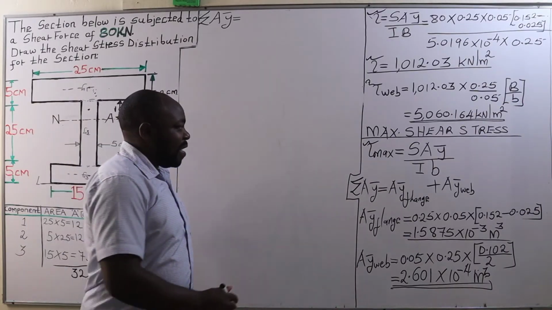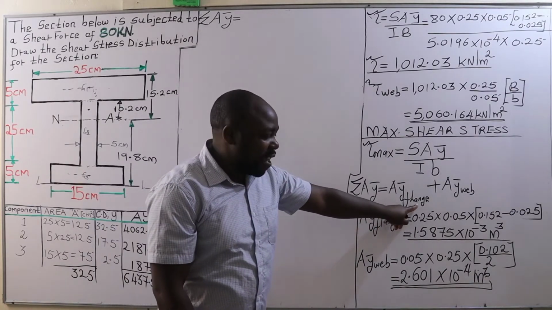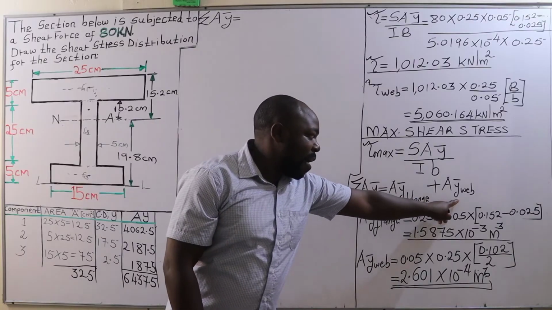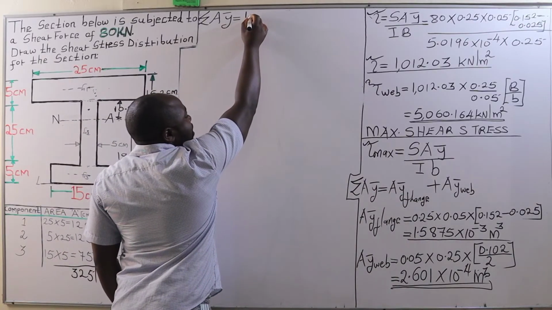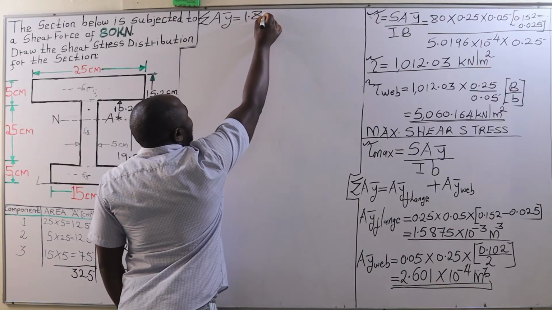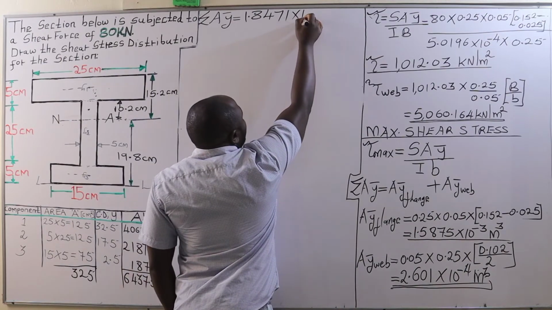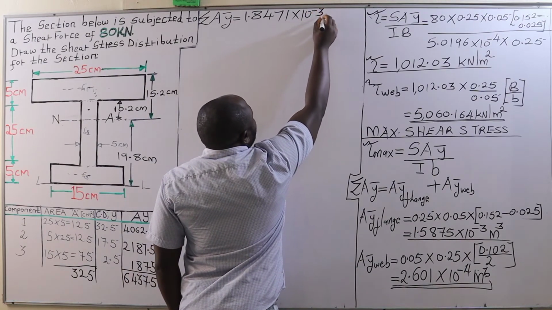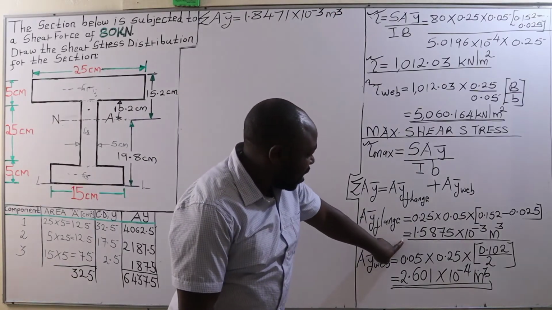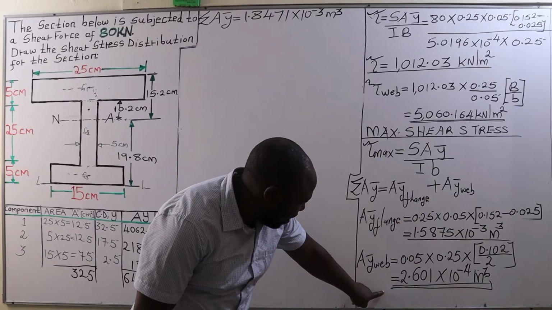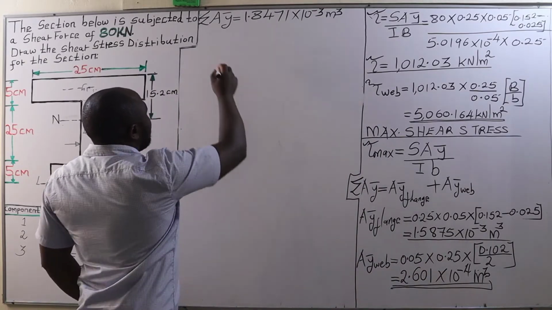And therefore, summation of A bar Y, that is A bar Y for the flange plus A bar Y for the web, is going to be 1.8471 multiplied by 10 raised to the power of negative 3 meters cubed. That is, when we add A bar Y for the flange plus A bar Y for the web, we are going to get this.